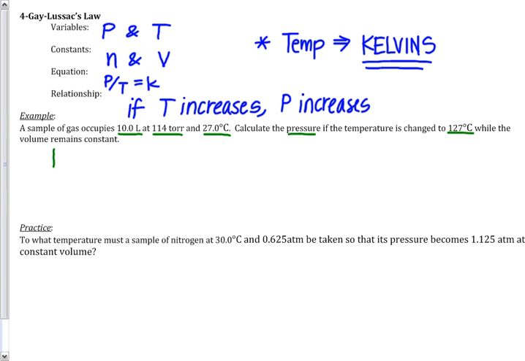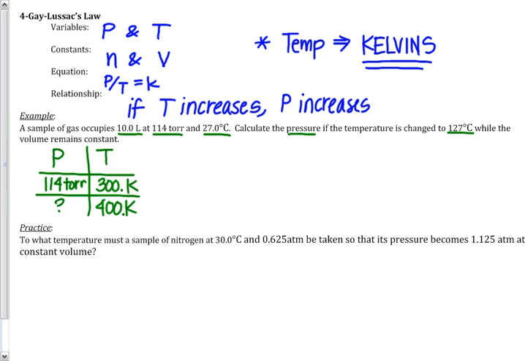So the only two things changing are the pressure and the temperature. Now, if you look at the pressure, it was originally given as 114 torr, so you're going to write that in. And then the temperature, which was given as 27 degrees Celsius, cannot be recorded in Celsius. You're wise to change it right away to Kelvin. So 273 plus 27 is 300 Kelvin. I'd get myself in the habit of writing only Kelvin temperatures in your chart so you don't make a stupid mistake later. Now, I want to calculate the pressure if the temperature changes to 127 degrees, which if you add 273 to that becomes 400 Kelvin.